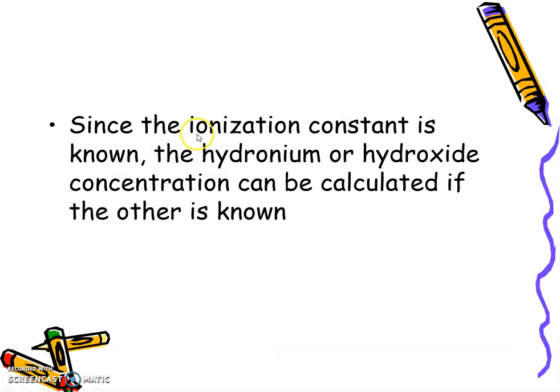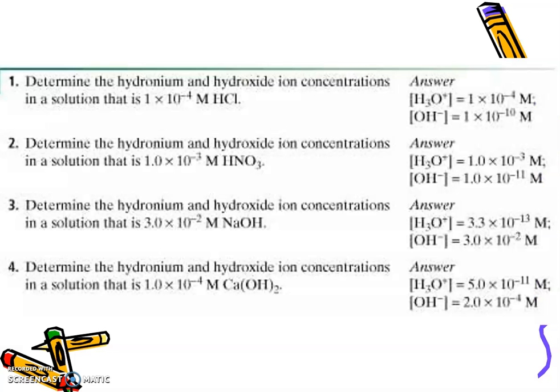Now, since the ionization constant is known, it's the product of the two numbers, and it's always 1 times 10 to the minus 14 at 25 degrees C. If you know either the hydronium or the hydroxide, you can find the other by dividing it into 1 times 10 to the minus 14.